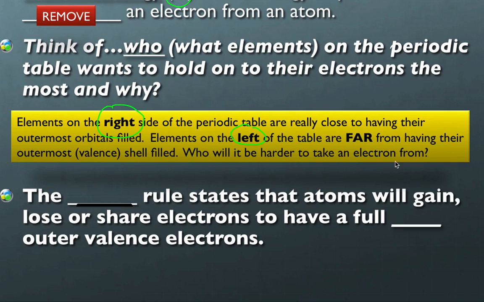That leads to a rule called the octet rule. The octet rule states that atoms will gain, lose, or share electrons in order to have a full 8 outer valence electrons. So if you remember s, the s orbital is filled with 2 electrons. We have s1 and s2. And the p block is going to be filled when it has 6. So if we add the 2 from the s block and the 6 from the p block, we have a total of 8. And that's the happy spot for all of the elements on the periodic table, to have 8 electrons in their outer shell, and that's what's called the octet rule.